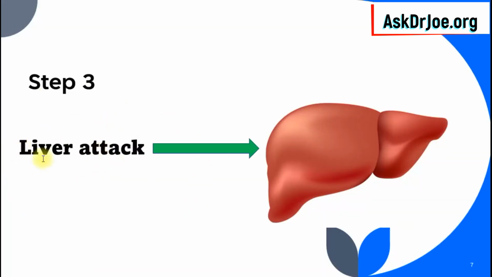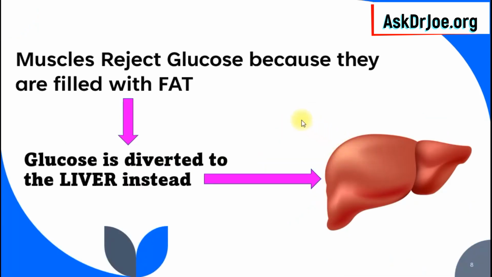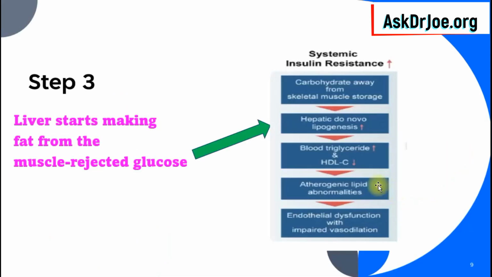And in step 3, we have what we call the liver attack. So as you can see here, this is a very nice clean liver. Now, what happens is that because the muscles have rejected the glucose on account of the fact that they're filled with fat, nature says, well, the glucose has to go somewhere. It's all circulating in the blood. So it diverts the glucose in circulation to the liver. So the liver is now overwhelmed with all of that glucose that has just been diverted from the muscles. And of course, at this point in time, the liver is still clean. So what happens next?